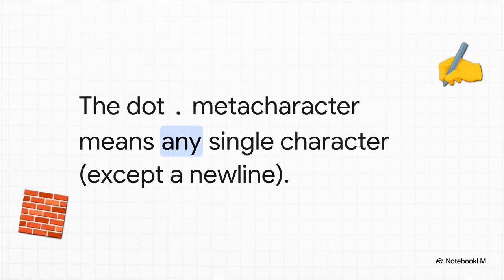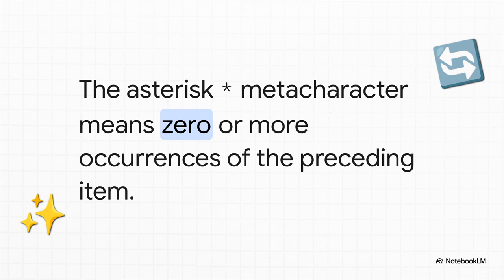And regex starts with really simple building blocks. Let's take the dot. The dot is a basic wildcard, and it means any single character. So a pattern like h.t would match hat, hot, and hit, because the dot just stands in for that one spot. Now let's add the asterisk.